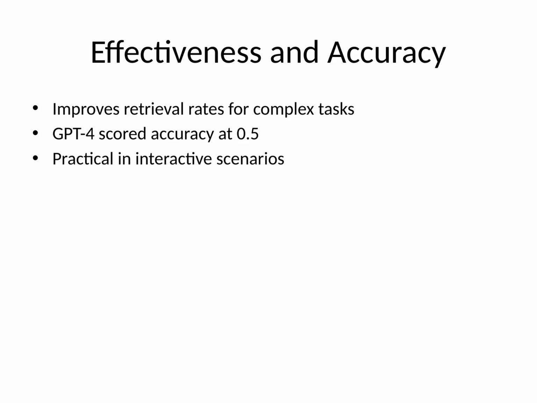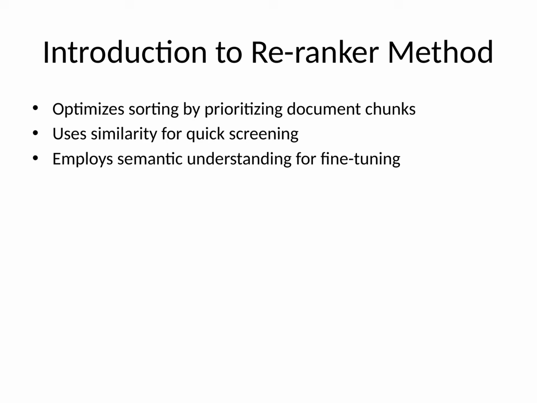These rewriting methods improve retrieval rates, especially for complex tasks. GPT-4 has scored its accuracy at 0.5, showing significant progress compared to earlier methods. While not as high as document augmentation, these methods are very practical in interactive scenarios.